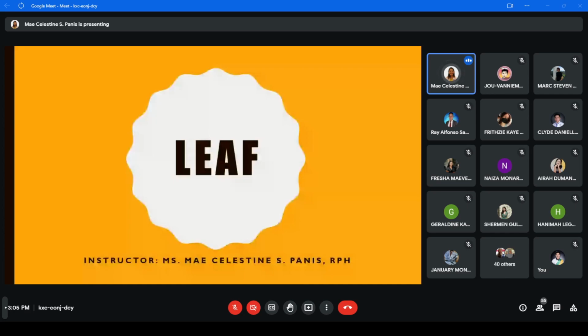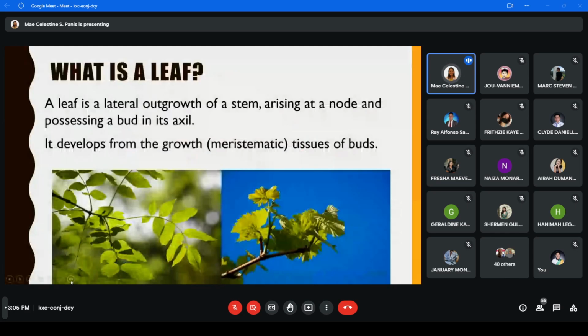Okay, so first, let's define what is a leaf. A leaf is a lateral outgrowth of a stem, arising at a node and possessing a bud in its axil. And it develops from the growth tissues of the bud. When we say growth tissues, it is composed of meristematic cells, meaning cell division happens. That's why there is growth. Okay? So that is the leaf.